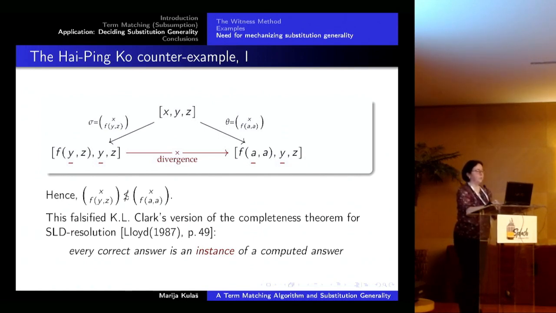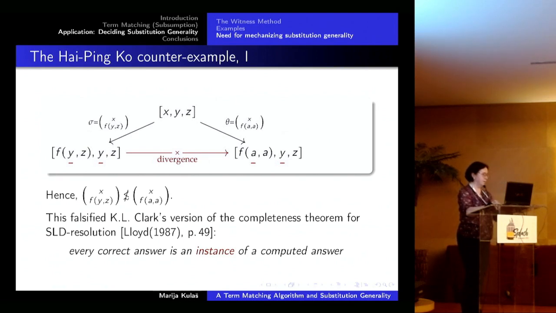Well, in view of diminished interest in foundational aspects of logic programming, a question might appear: why is this important? At least a referee of my paper put that question, so I can point to a famous counterexample which falsified the long-standing formulation of the completeness theorem for SLD resolution that's been around since '78, '80 in the work of Robert Hill and Keith Clark.